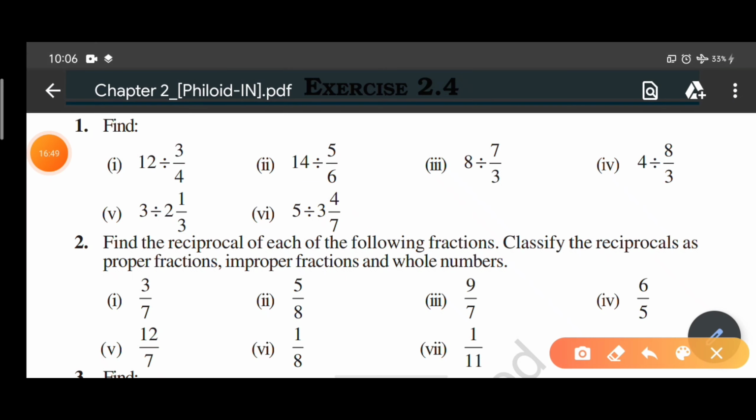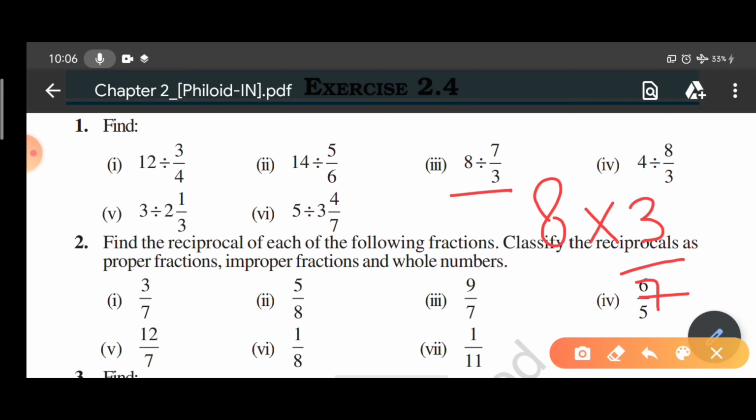In this exercise some problems are provided. For example, how it will become like this, and then you can simply solve it. Here, find the reciprocal of each of the following fractions. By reciprocal it means you have to exchange the values of numerator and denominator. So this is the reciprocal of 3 by 7.